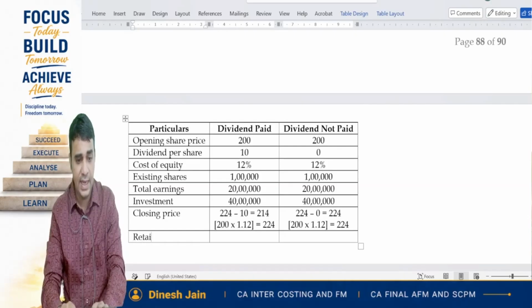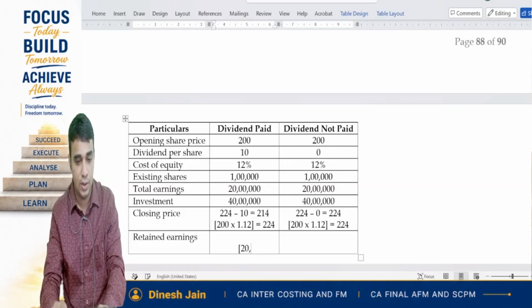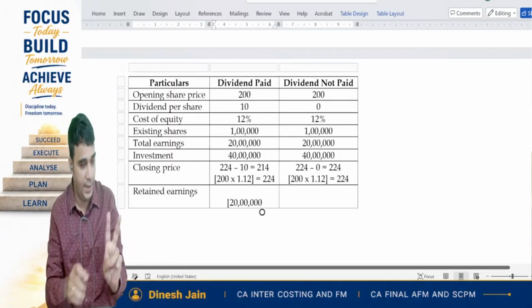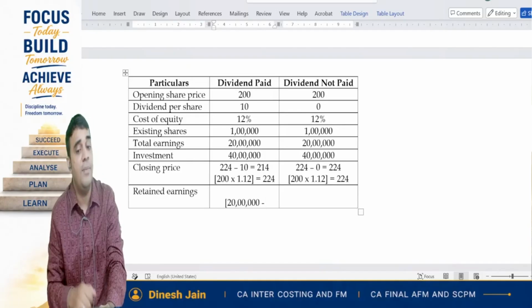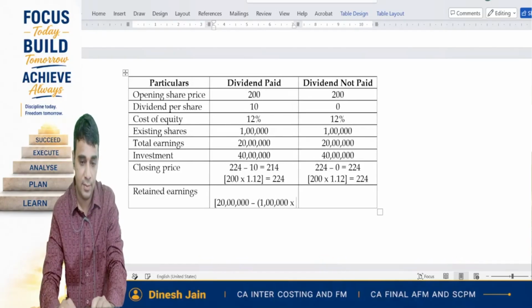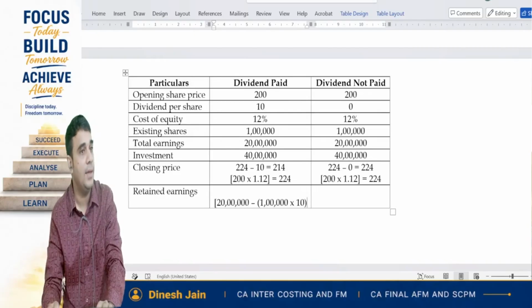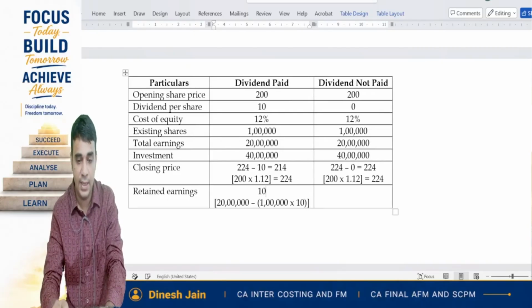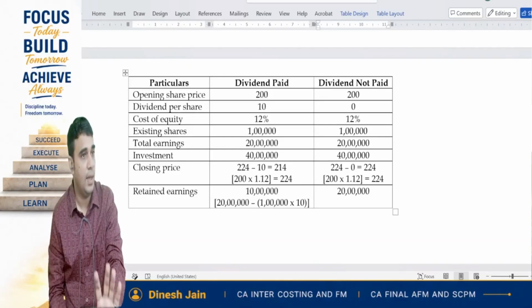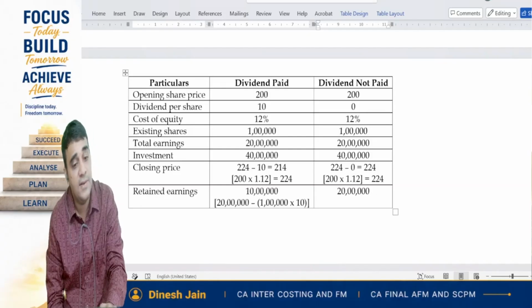Now retained earnings. We earned 20 lakh. In this, how much dividend did we pay? 1 lakh into 10. I am retaining only 10 lakh. In the other case, I am retaining the entire amount. Okay, understood? How much investment are we making? We said 40 and 40.